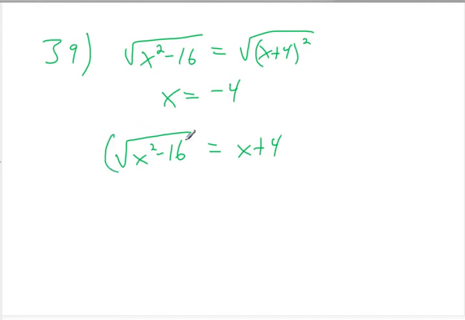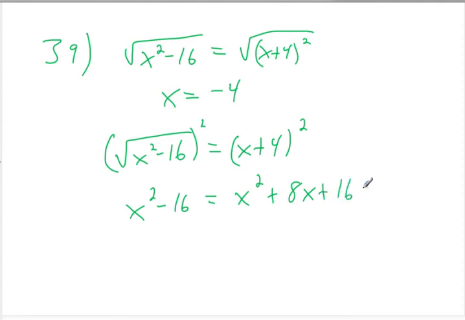If we then square both sides, we'll get x squared minus 16 equals x squared plus 8x plus 16. Then we could subtract x squared from both sides and get negative 16 equals 8x plus 16. And then let's subtract 16. So we get negative 32 equals 8x. And then we get x is negative 4. So we got the same answer. But we have to check for extraneousness here. So let's go back up.